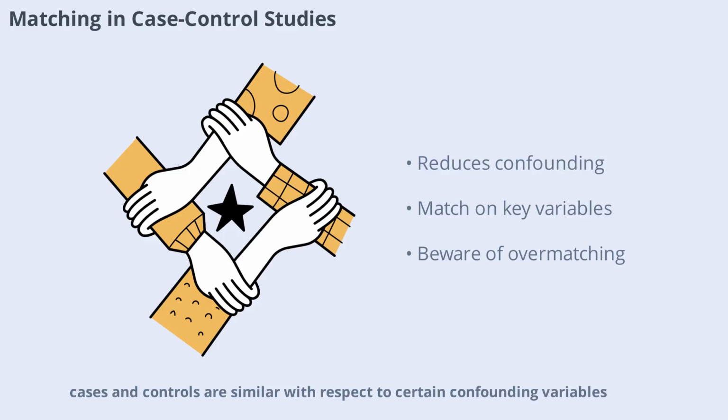Matching is a technique used in case control studies to ensure that cases and controls are similar with respect to certain confounding variables, such as age or gender. By matching cases and controls on these factors, researchers can reduce the impact of confounding and isolate the effect of the exposure of interest. However, overmatching can also be a concern, potentially masking true associations.